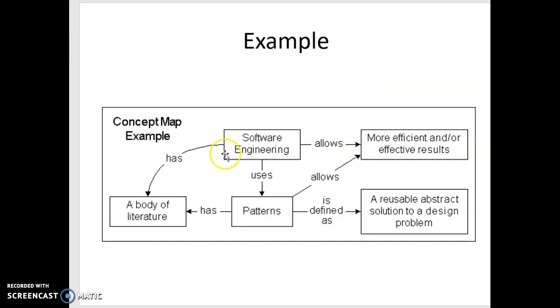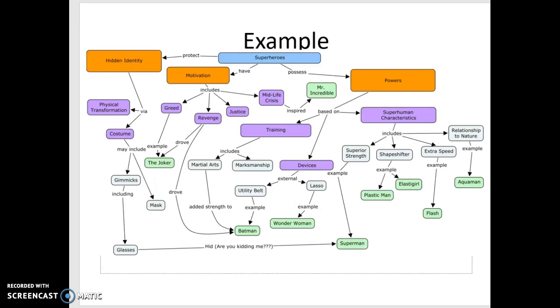Software engineering has a body of literature. Software engineering uses patterns that have a body of literature. Software engineering allows more efficient and/or effective results. Software engineering uses patterns which allow this. Patterns is defined as... So all of the connections are basically sentences.